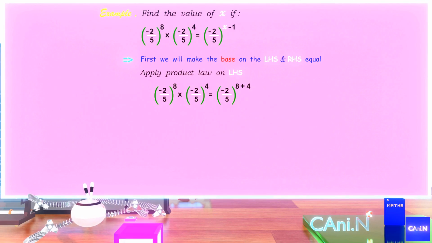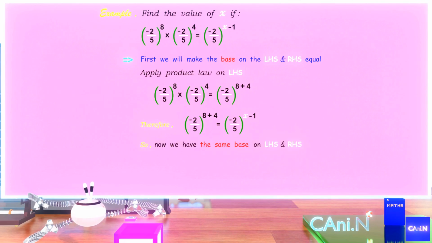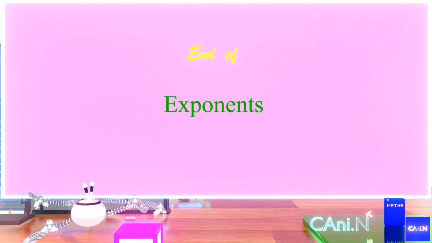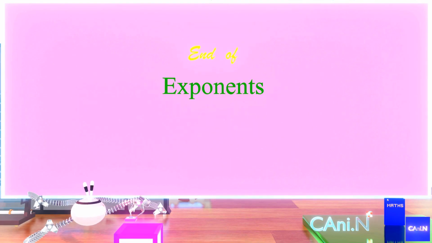Now, we equate the value obtained on LHS with RHS. Therefore, (minus 2 by 5) raised to the power 8 plus 4 equals (minus 2 by 5) raised to the power x minus 1. So, now we have the same base on LHS and RHS, that is, base equals minus 2 by 5. Since we now have the same base, consider only the power. So, 8 plus 4 equals x minus 1. Therefore, x equals 13. This ends our topic on exponents.